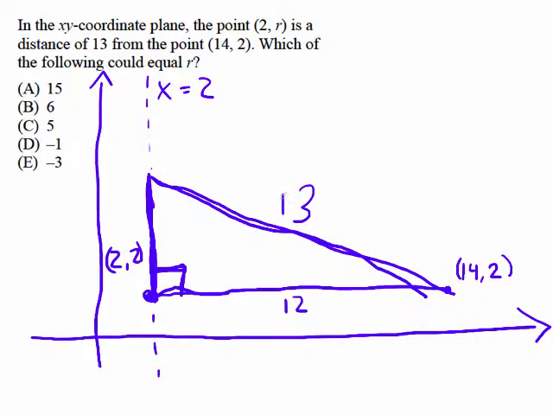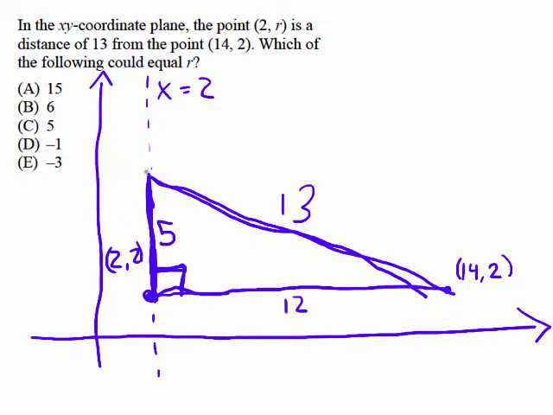If you've been paying attention in your Pone book, you know that that's a special right triangle. It's a 5, 12, 13 Pythagorean triple. So you know this distance here is 5. So the question really is, what points are a distance of 5 up or down from (2, 2)?